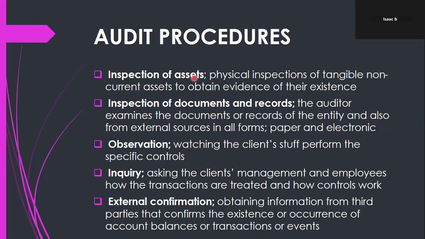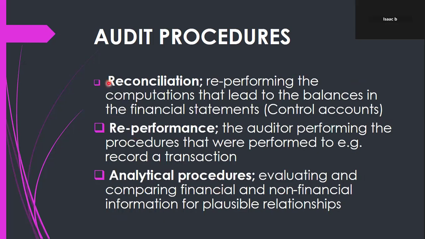So one, inspection of assets. These are audit procedures. Even when the examiner tells you to provide maybe three substantive tests for a particular asset or maybe inventory, these are the procedures you need to use. You inspect the assets, you inspect documents and records, observation, inquiry, external confirmation, reconciliation, reperformance, and analytical procedures.